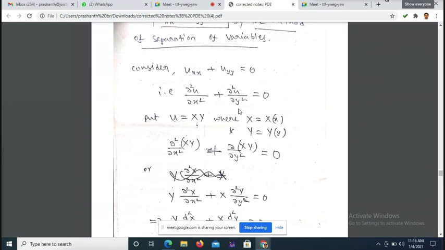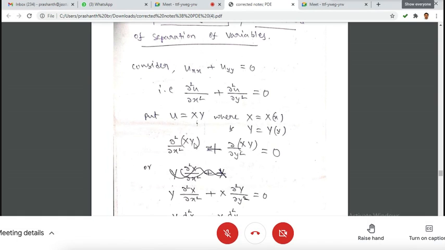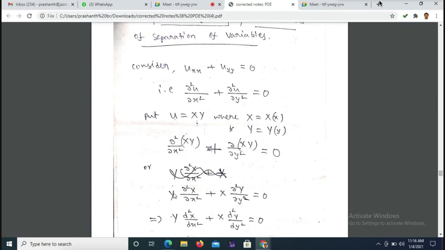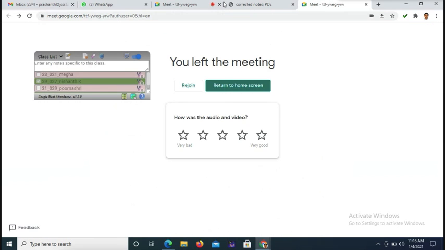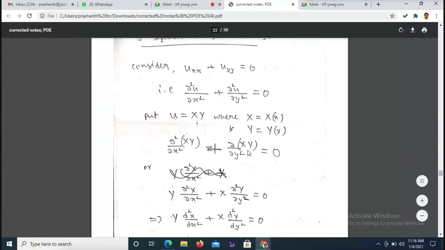So ∂²/∂x² of XY plus ∂²/∂y² of XY equals 0. You just observe here, you differentiate with respect to x, so you can treat y as a constant, because it's a partial derivative. So Y comes outside, as you are differentiating with respect to x. And here also you are differentiating with respect to y, so that X comes outside because X is a constant. It's a partial derivative.